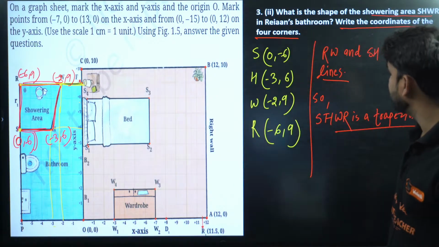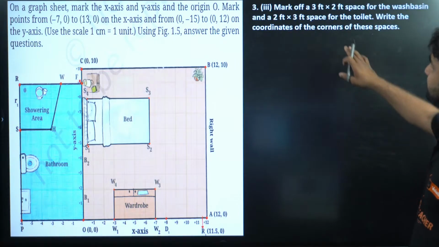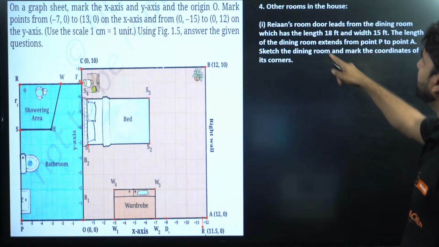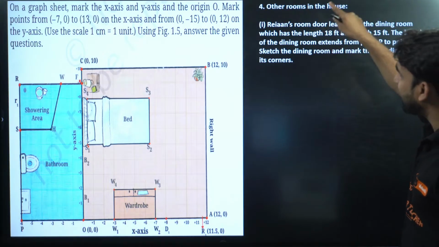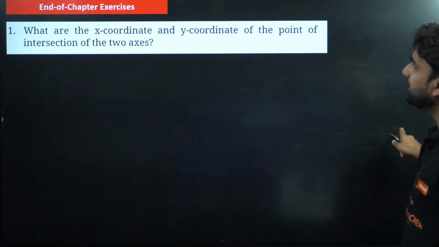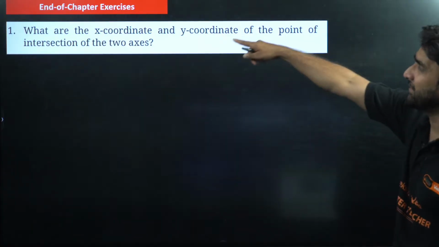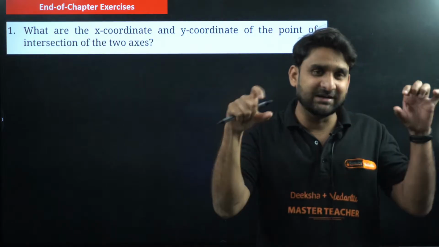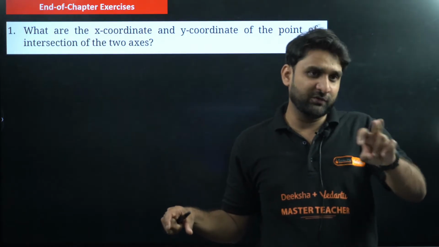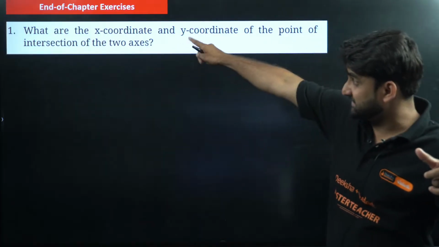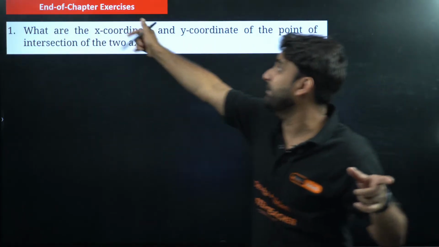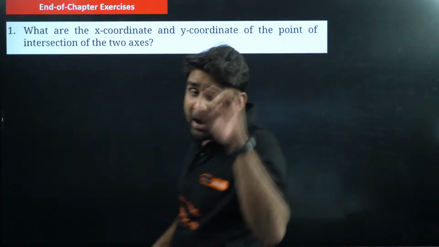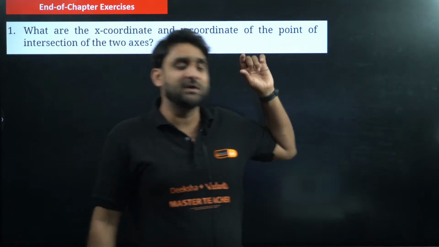Okay, so moving to next. I hope this is clear to you all. So one more question is there here. Third question, third part of 3, and fourth question we are studying. This is the last question of this exercise. So we'll be solving these end of chapter exercise questions. In the first chapter of your maths book, there are 3 sets. Exercise set 1.1, exercise set 1.2, and this is the last exercise which is named the end of chapter exercise. So we'll be solving these questions in part 2 of Orienting Yourself, the use of coordinates.